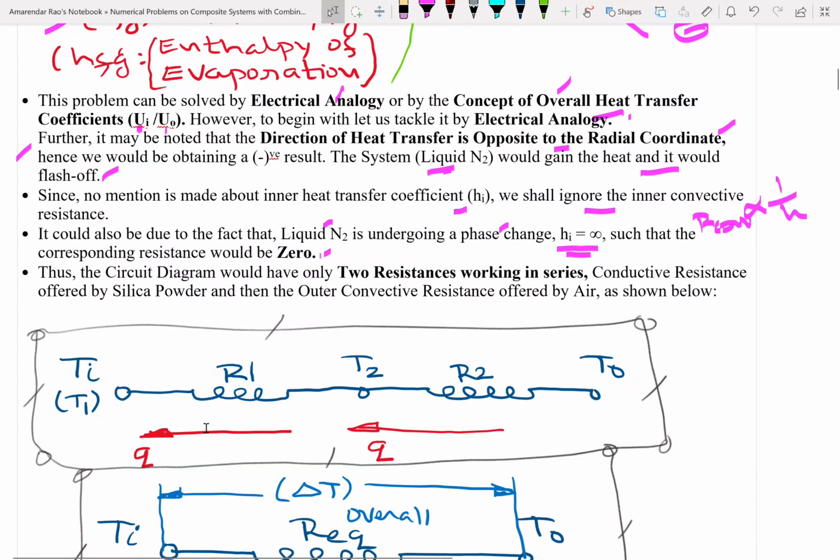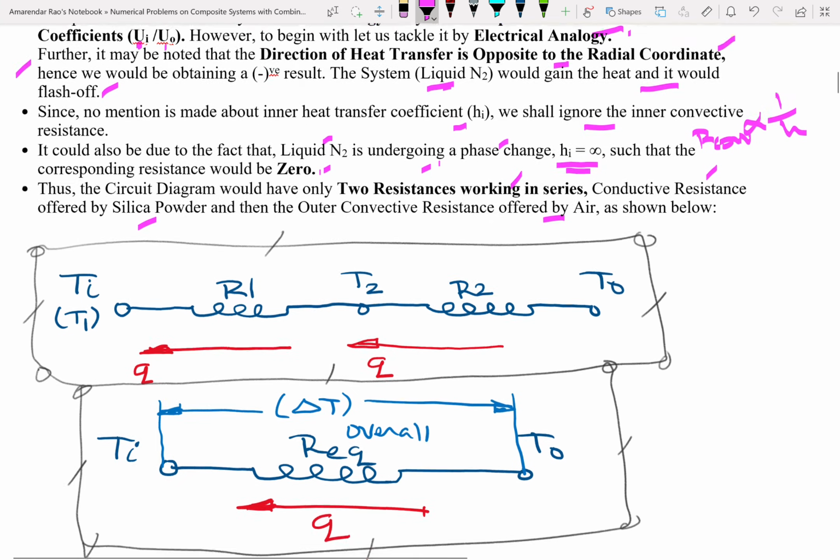Therefore, the circuit diagram will contain only two resistances operating in series. One is conductive resistance offered by the silica powder. The other would be convective resistance offered by the outside air, as can be seen over here. We can see, since there is no inner convective resistance, Ti and T1 are identical. Then R1 is the conductive resistance offered by the silica powder, and R2 is the outer convective resistance. In the middle you have got T2.